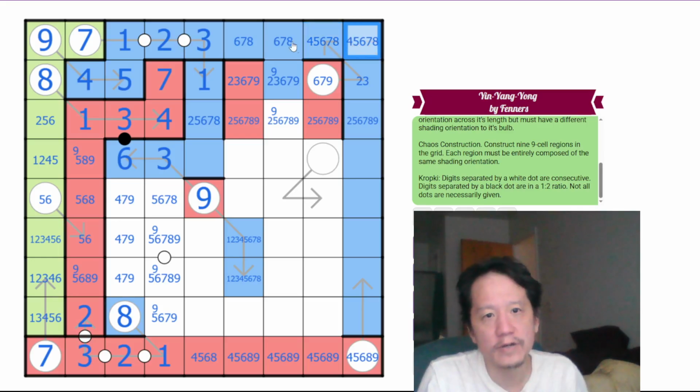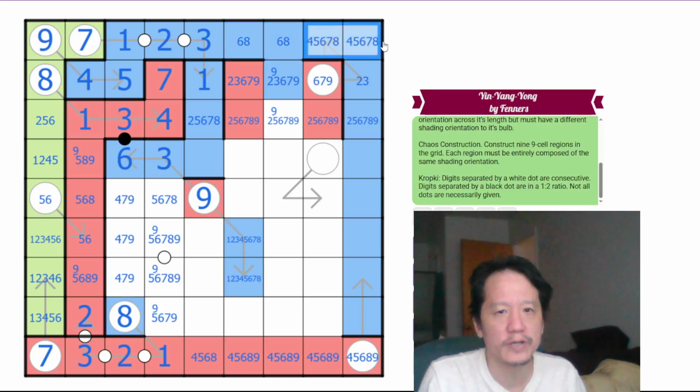This cannot be 7 here. This becomes a 6, 8, 6, 8 pair, which eliminates 6, 7, and 8 from the rest of the row. So this is a 4, 5, 4, 5 pair. These two cells cannot be the same region as this one because we already have a 4, 5 in this region. Therefore, this must go down this way to form a full region.